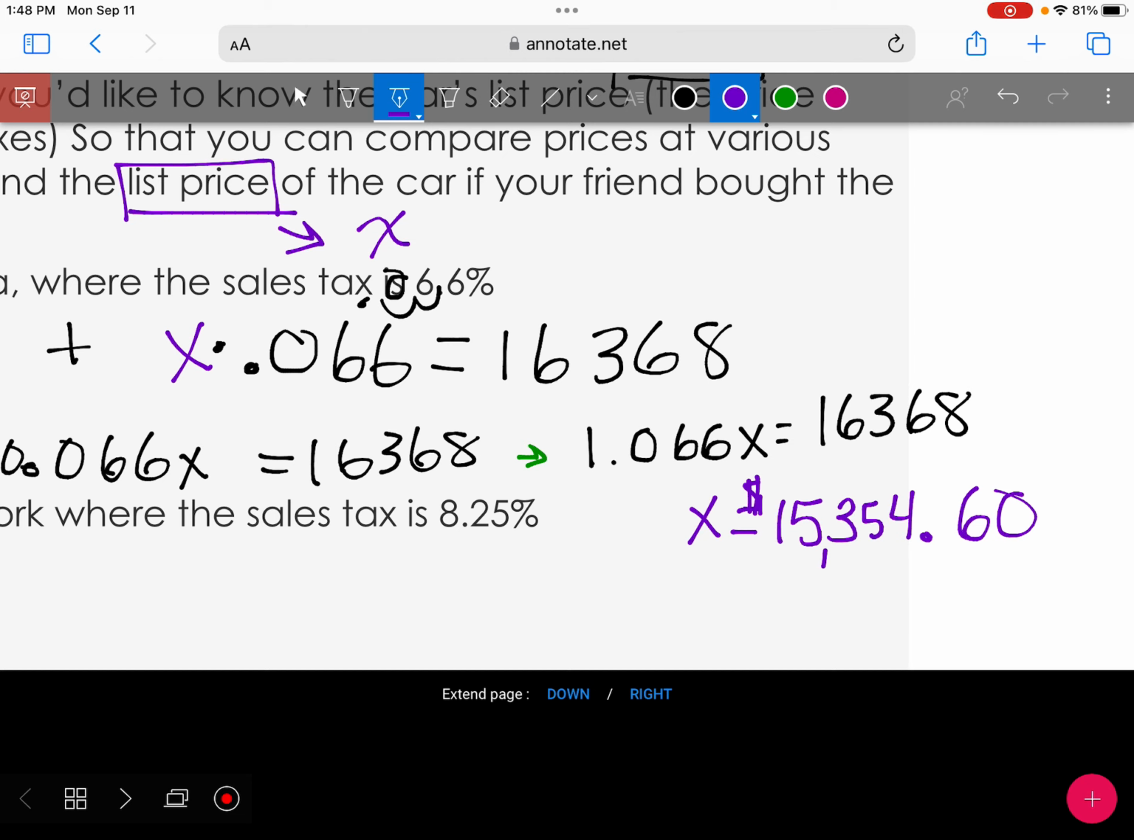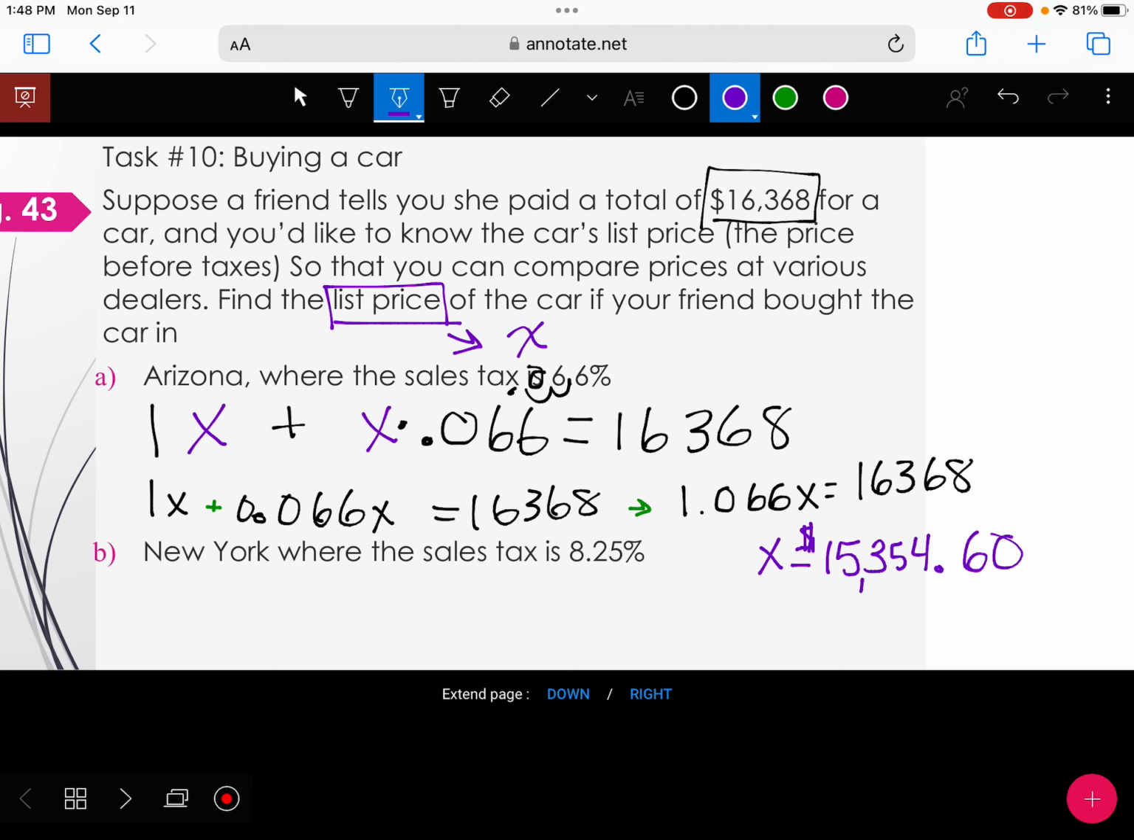Okay, so her car, when she walked into the lot, had $15,354.60 written on the window. I don't know why you needed to know, but you needed to know because it was calling to your soul.